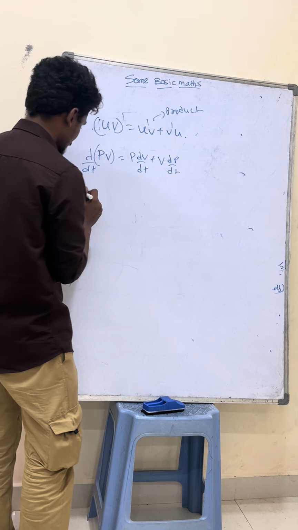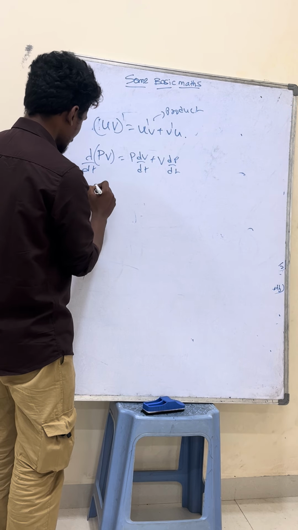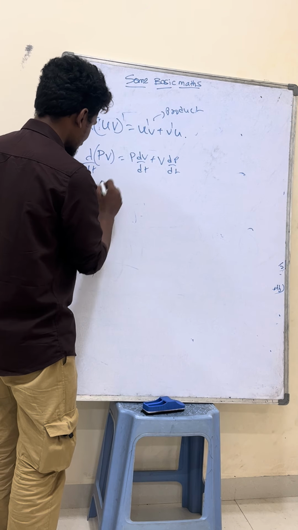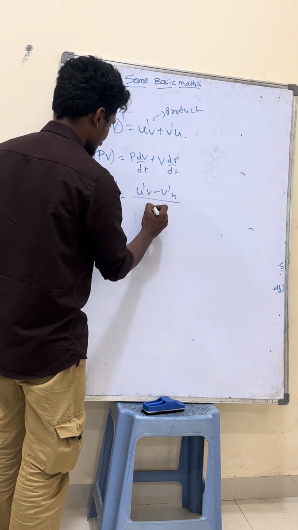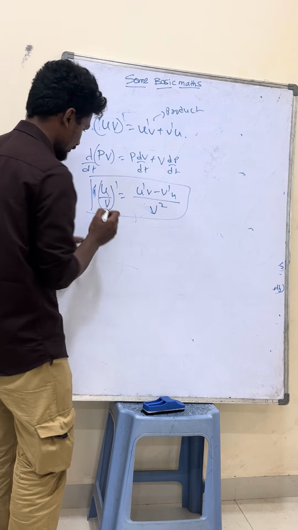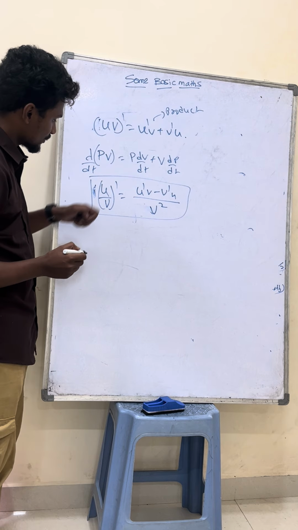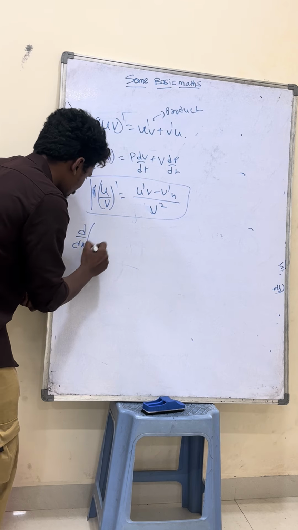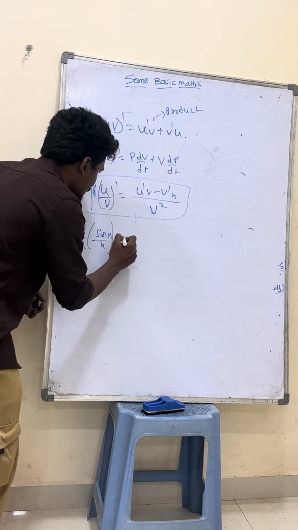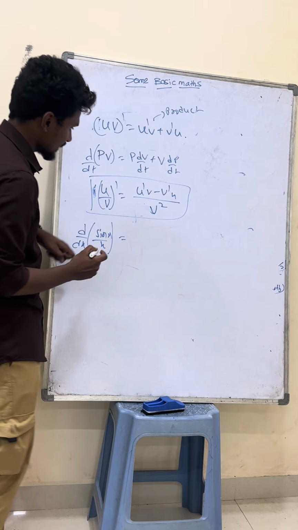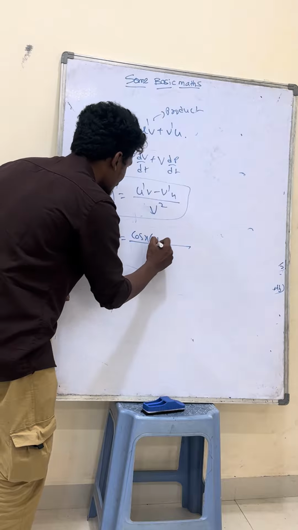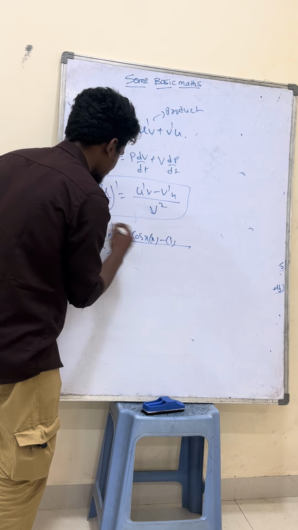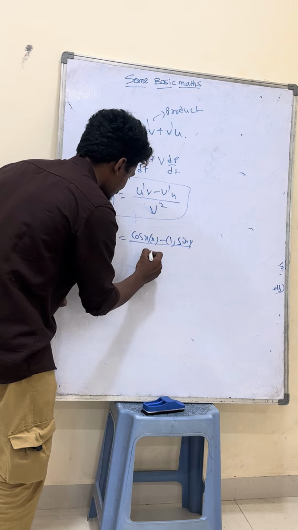And we got a division rule. d by dx of u by v is equals to u dash v minus v dash u by v square. That is the rule for division. So let's say if you are doing d by dx of sin x by x. Now v is x and u is sin x. So first write u dash, sin x differentiation is cos x into x minus v dash is 1, u is sin x by v square is x square.